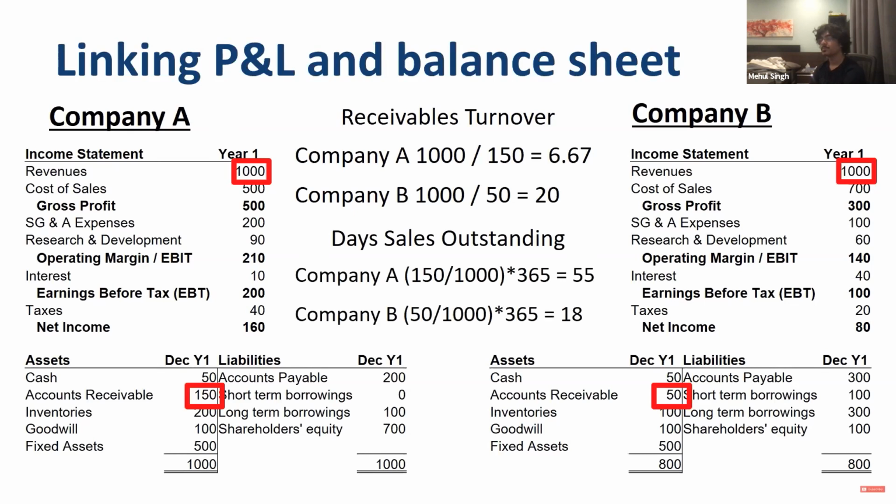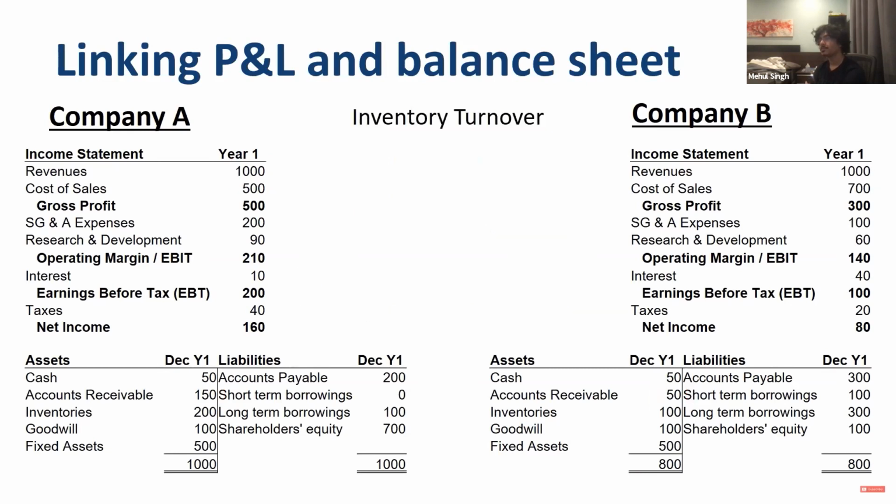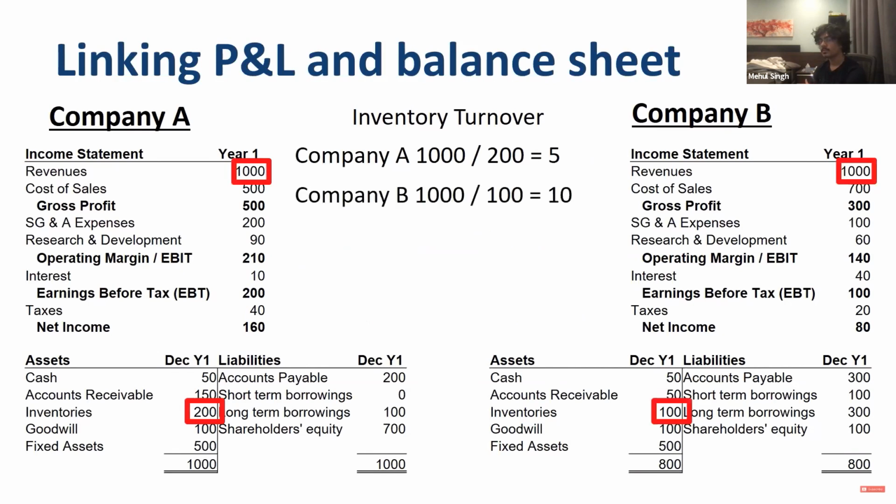The second subset of the asset turnover ratio is inventory turnover, the number of times per year that the business turns its inventory, the ratio between revenue in the income statement and inventory on the balance sheet. 5 inventory turns for company A, 10 inventory turns for company B.